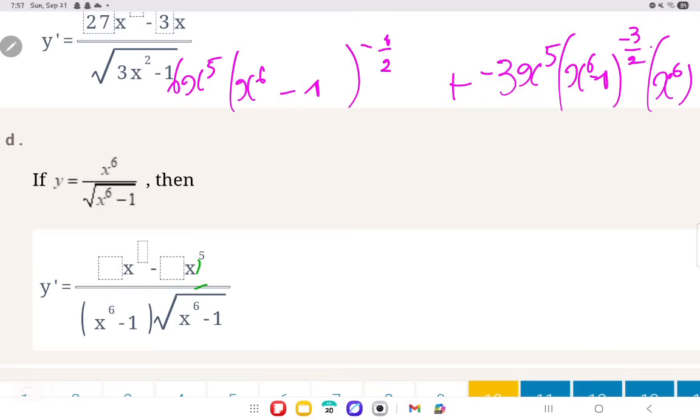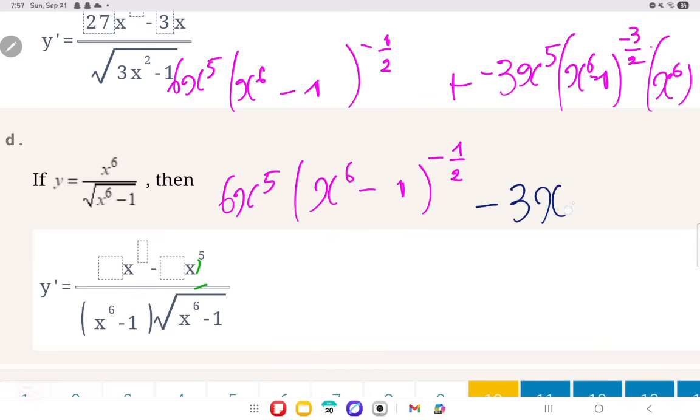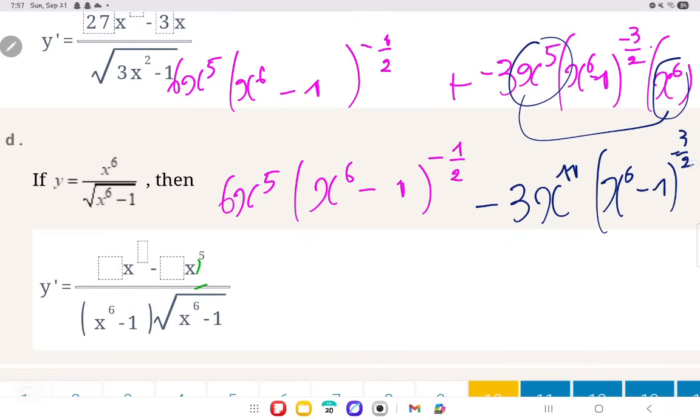Actually, no, don't expand that. You're going to get 6x5 times x to the power of 6 minus 1 to the power of minus 1 over 2, minus 3x to the power of 11, because it's negative. Why? Because x to the power of 5 times x to the power of 6 is x to the power of 11, times x to the power of 6 minus 1 to the power of minus 3 over 2. Now, in my opinion, I think to take out the common factor between this one and this, which is minus 1 over 2.